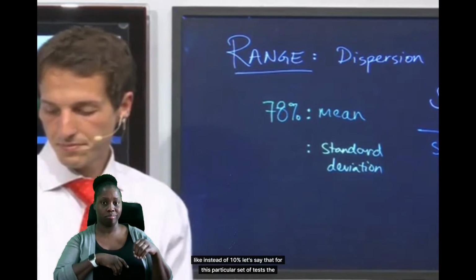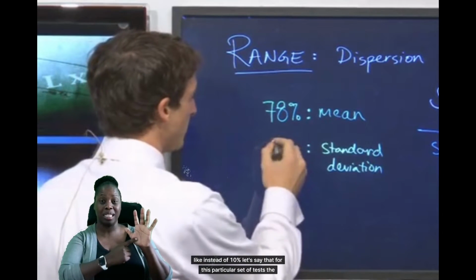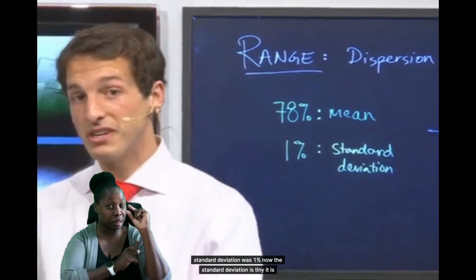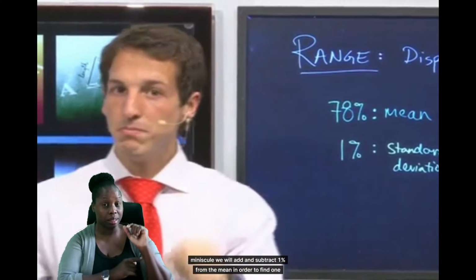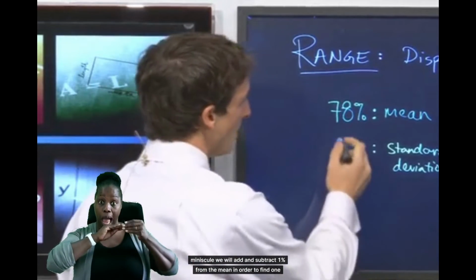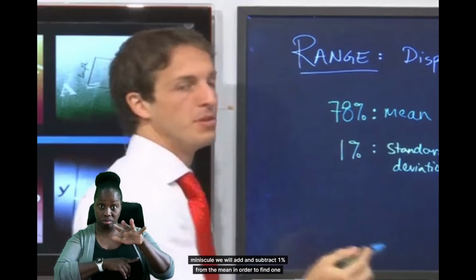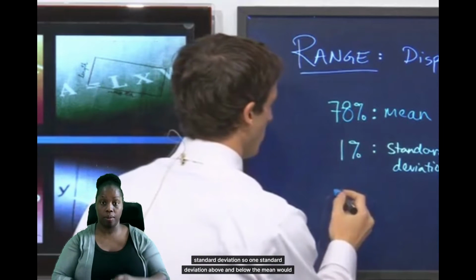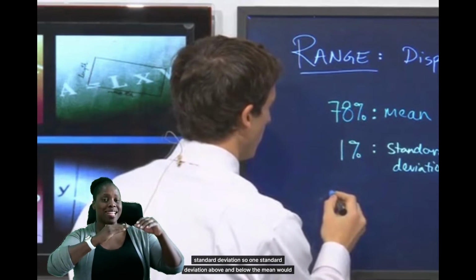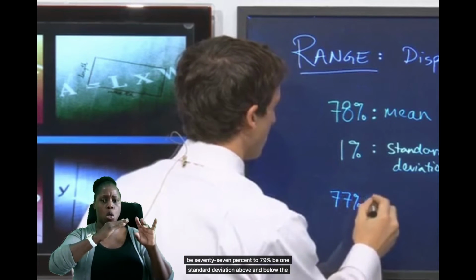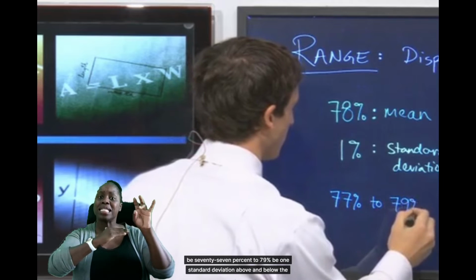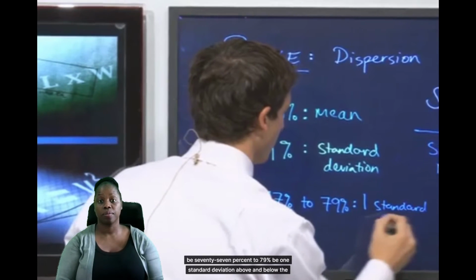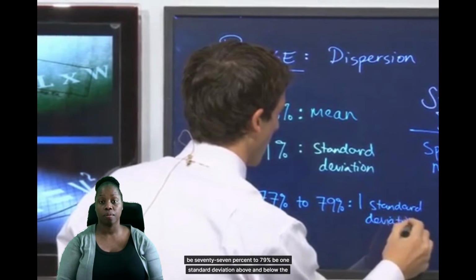Let's see if the standard deviation were lower, what this data would look like. Instead of 10%, let's say that for this particular set of tests, the standard deviation was 1%. Now the standard deviation is tiny. It is minuscule. We will add and subtract 1% from the mean in order to find one standard deviation. So one standard deviation above and below the mean would be 77% to 79%.